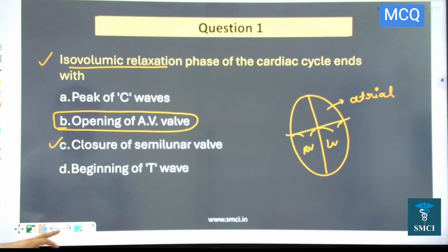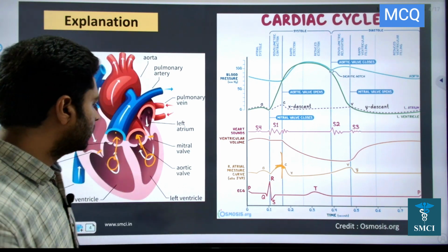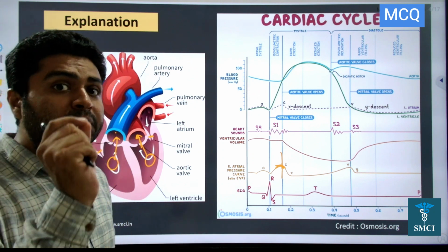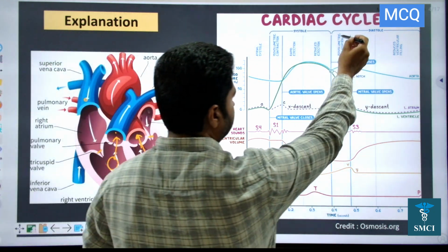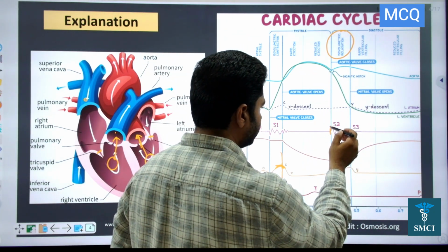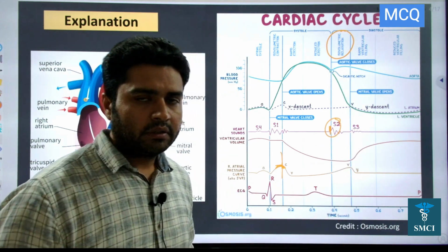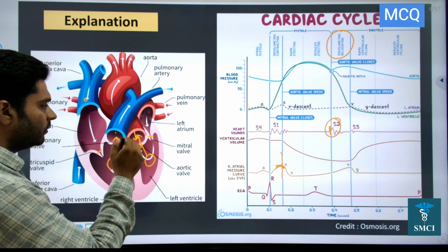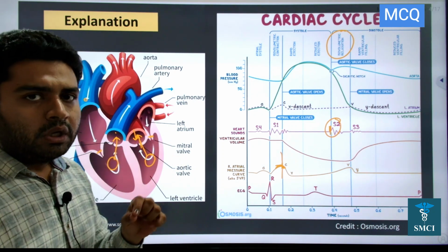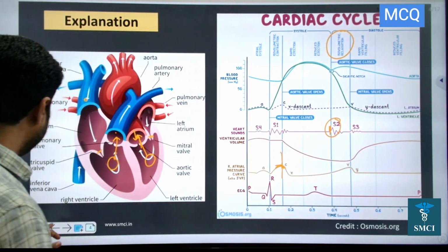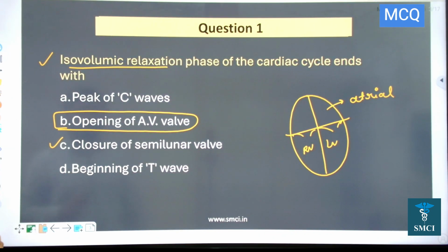Now, closure of the semilunar valves. When the semilunar valves close, the ventricle starts relaxation, which means the beginning of the isovolumetric relaxation. As the isovolumetric relaxation phase starts, there is S2, the second heart sound. As soon as the ventricles start relaxation, blood starts going back and these valves close down. So S2 is heard at the beginning of the isovolumetric relaxation, not at the end of it.